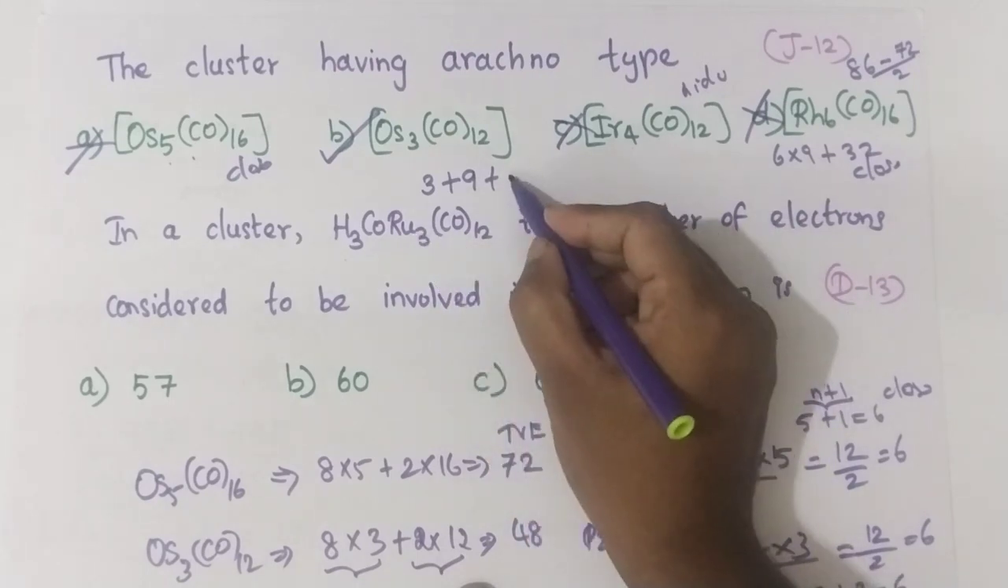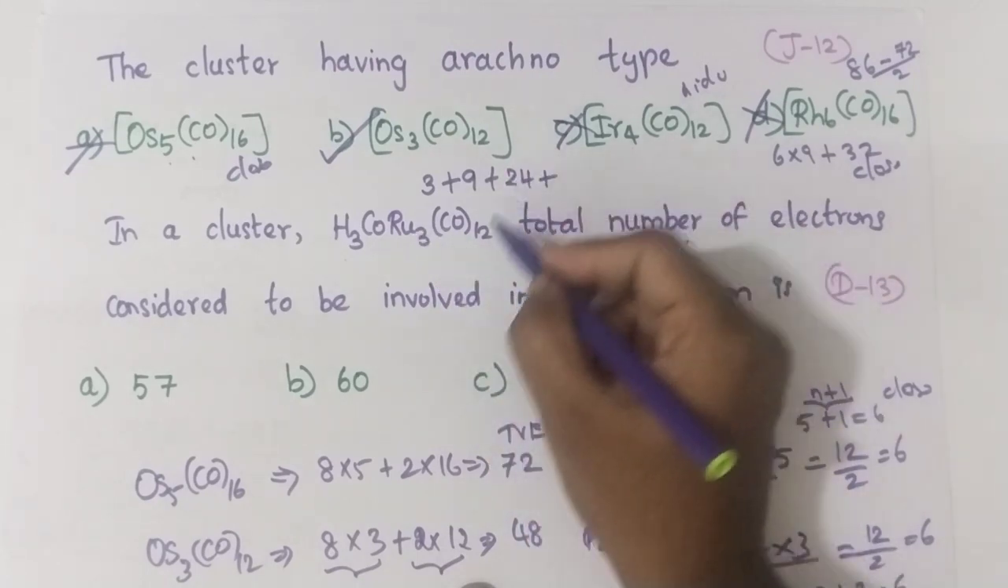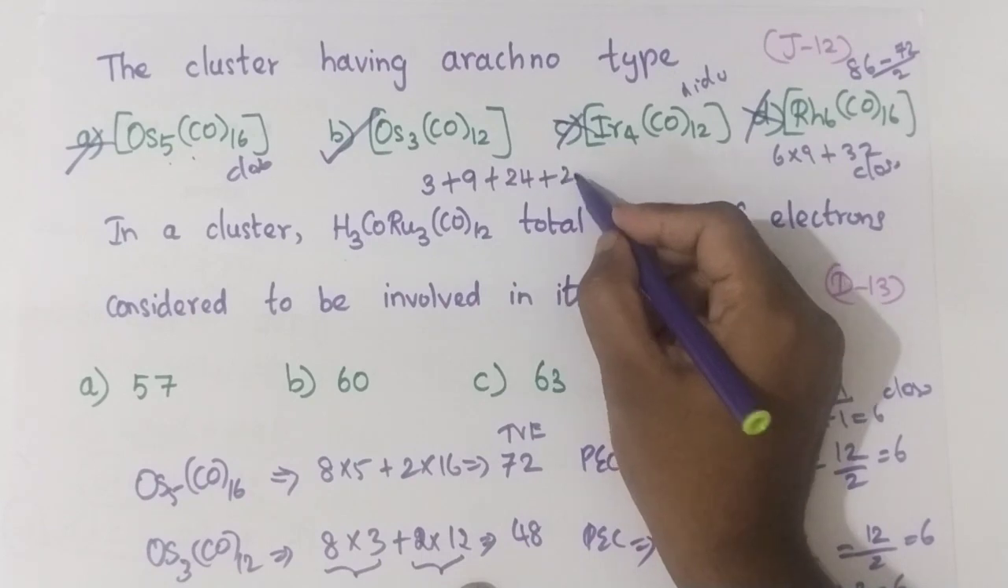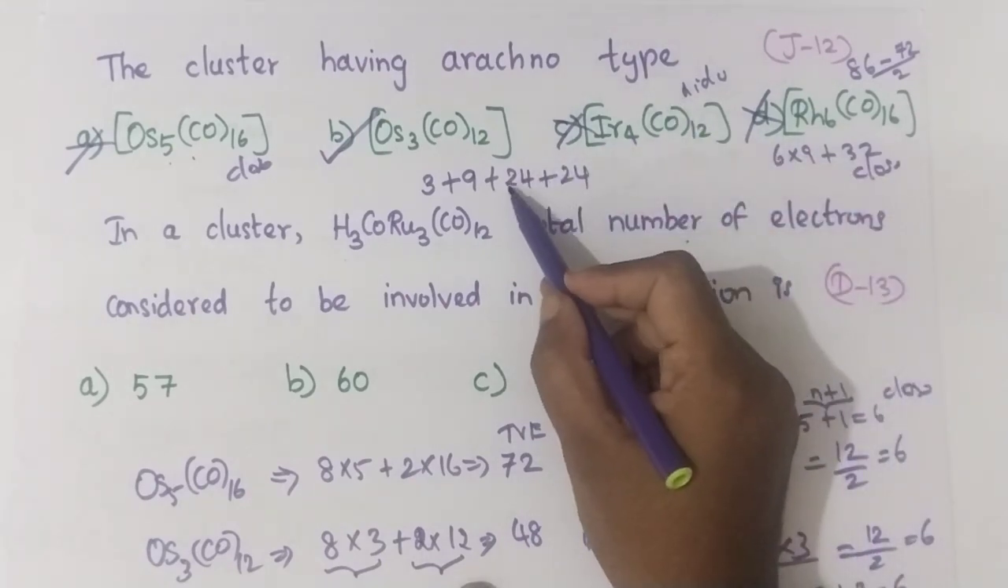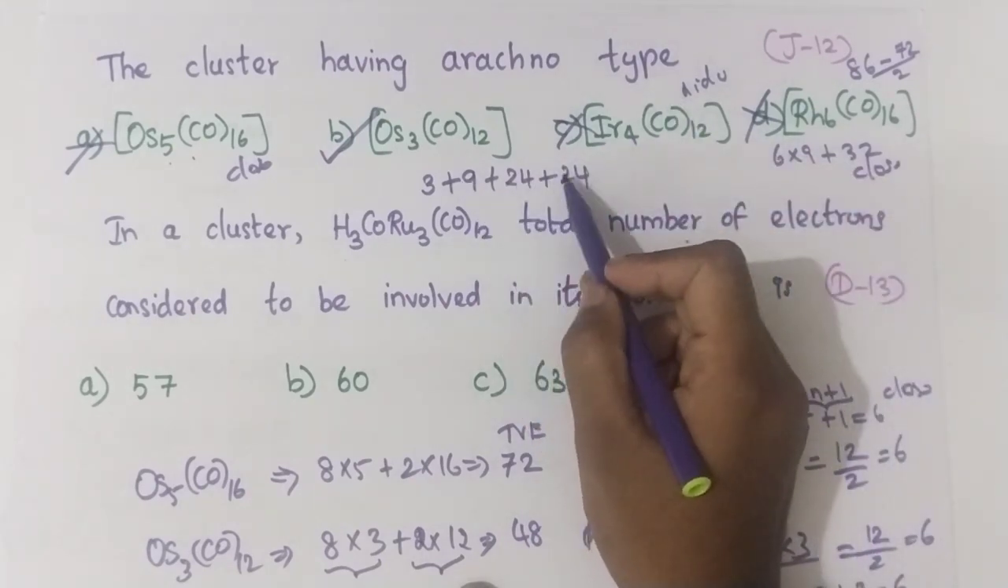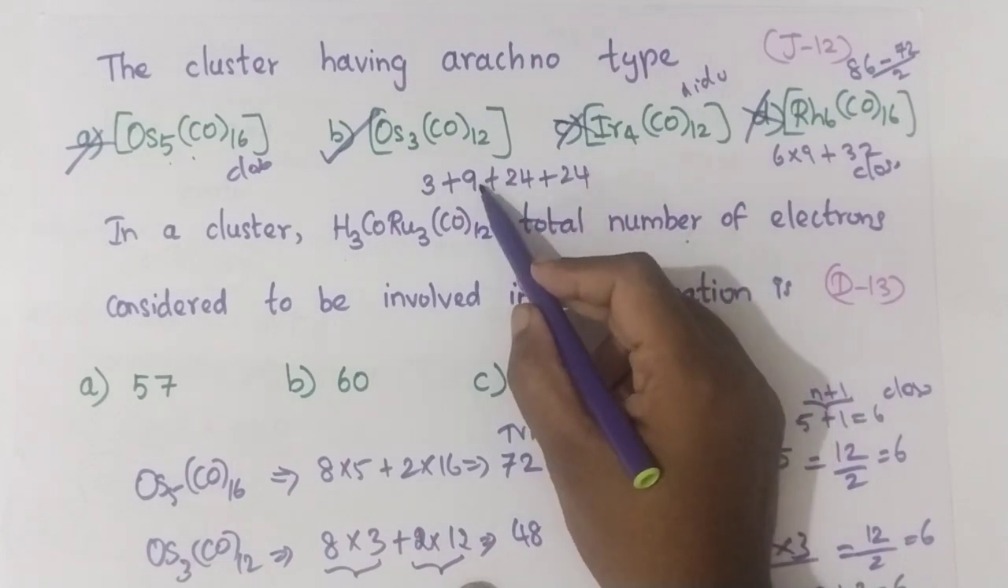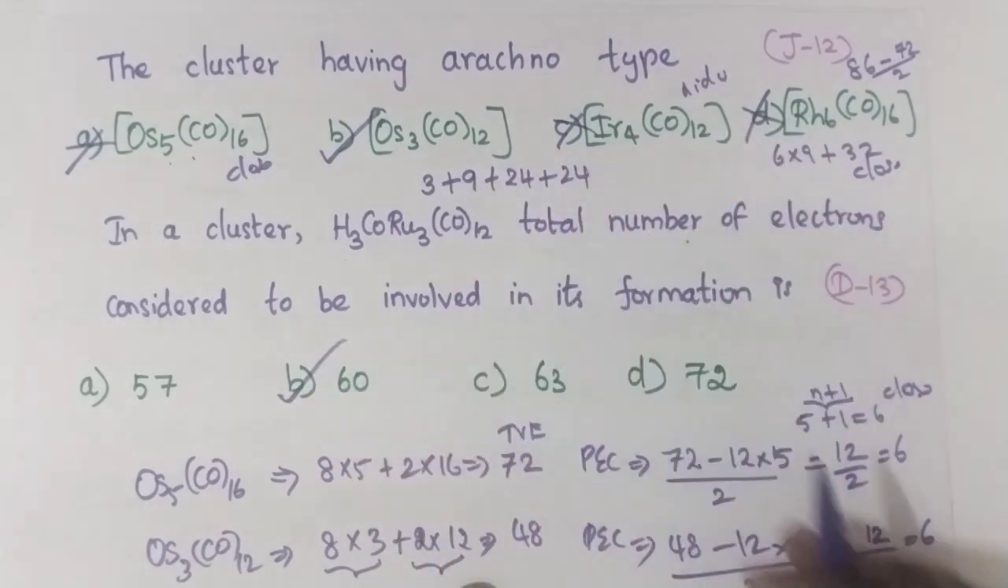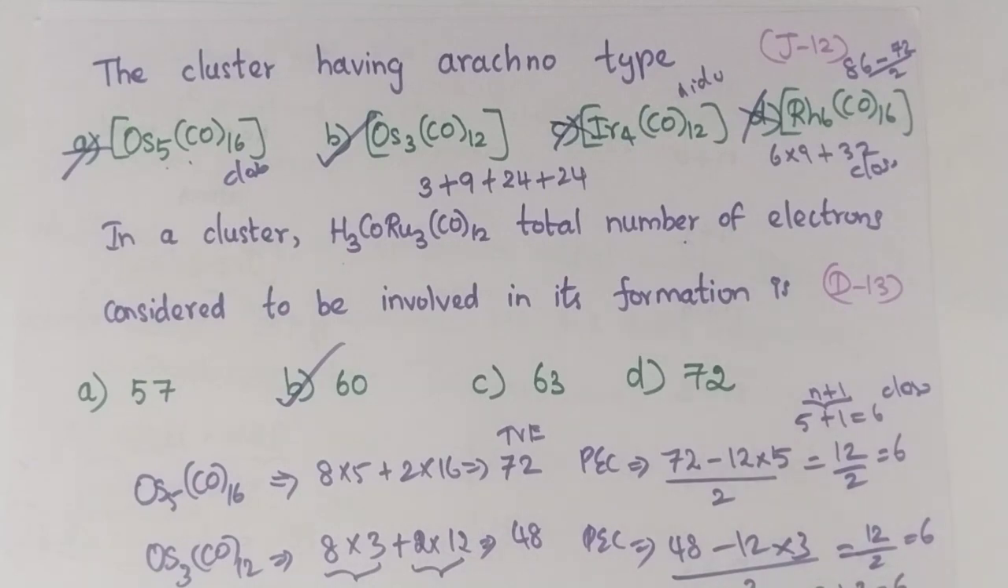So 8 into 3 is 24, right? Plus the carbonyls, 12 into 2, it is 24. So this is 24 plus 24, 48, plus 9, 57, plus 3, it is 60. Hence this is the answer.